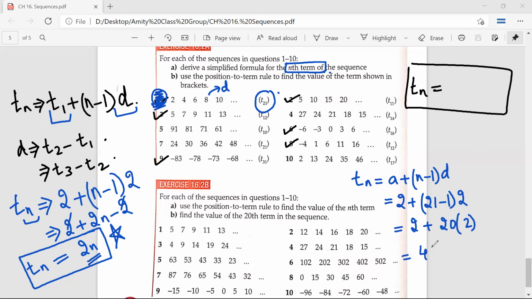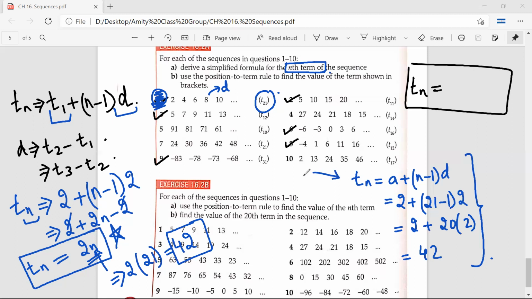This will be 42. Either I can use this method, or I can simply put n is equal to 21 here, and I will find 2 into 21 is equal to 42. Is there any doubt about this or not? No doubt. I didn't understand. Can you explain it again? Did you understand this? Is this okay?